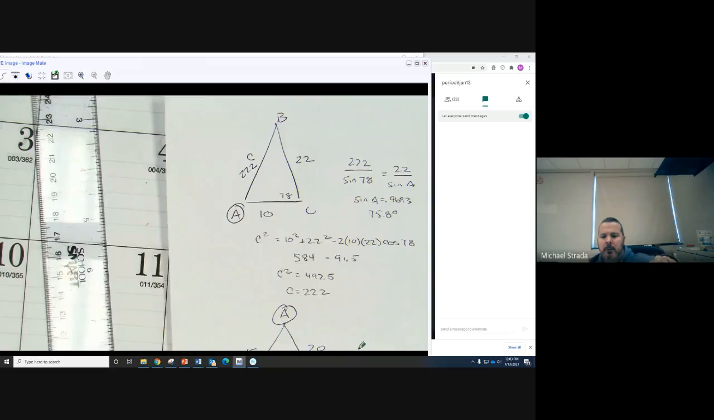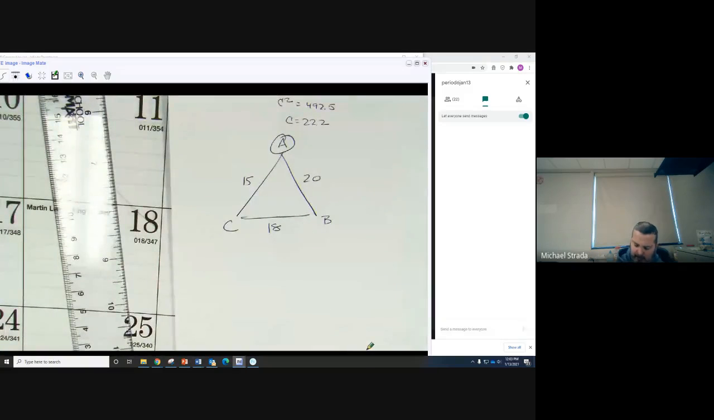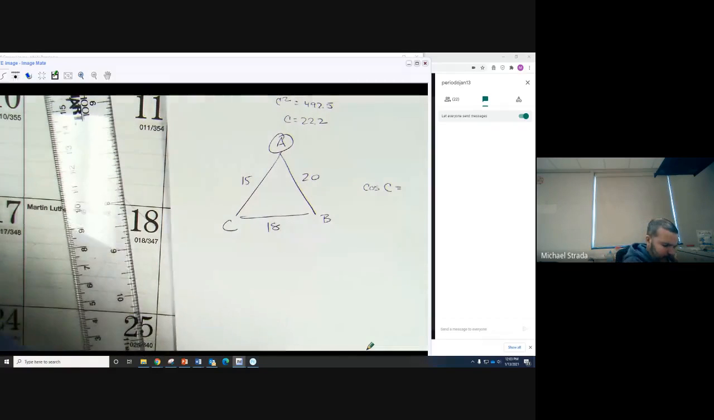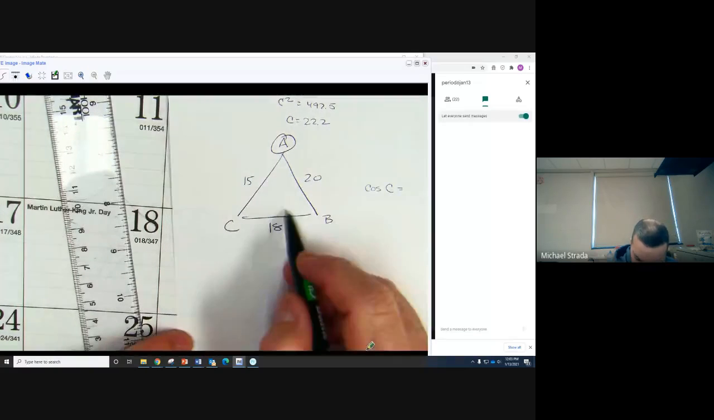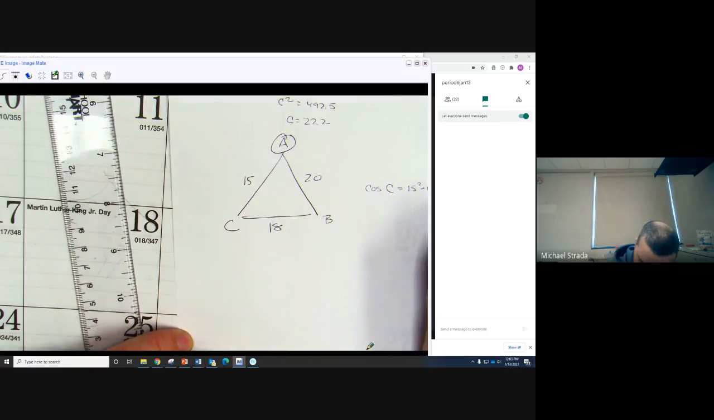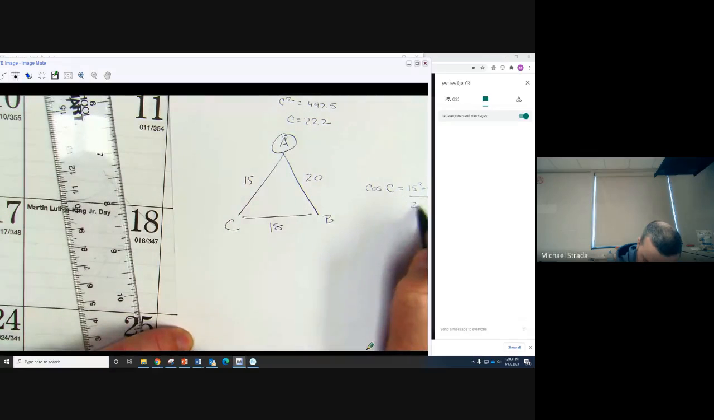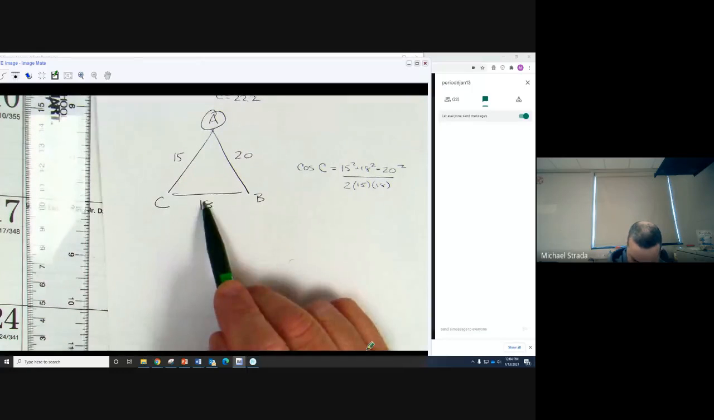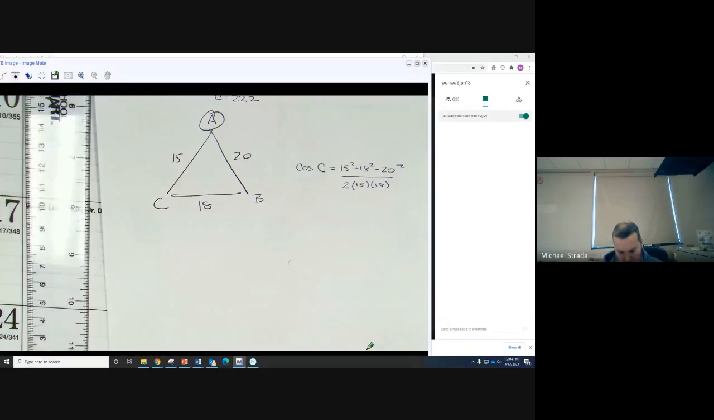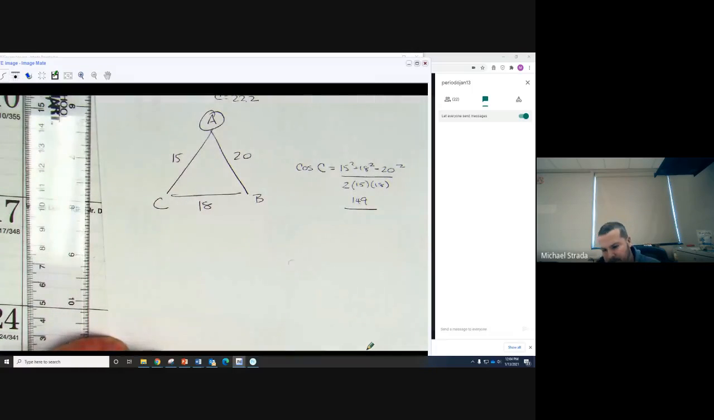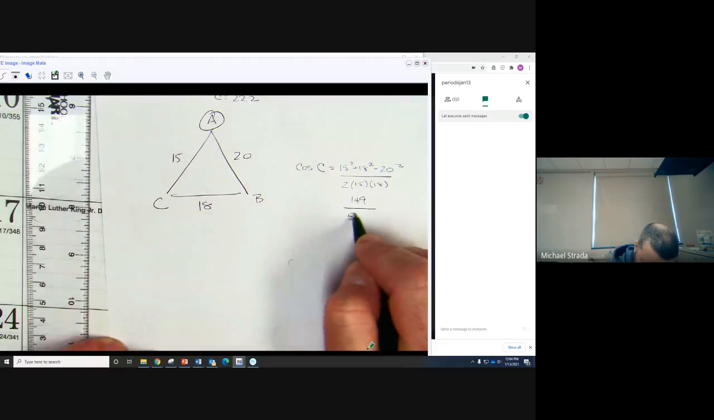Okay, so I'm trying to get A. The problem is A is not opposite the biggest side, C is. So you got to get angle C first. So cosine C equals the two sides connected to it. So 15 squared plus 18 squared minus the opposite side squared, all over 2 times those same adjacent sides of the angle. So I got 15 squared plus 18 squared minus 20 squared, all over 2 times 15 times 18. 15 squared plus 18 squared minus 20 squared gives us 149. 2 times 15 is 30. 30 times 18 is 540.